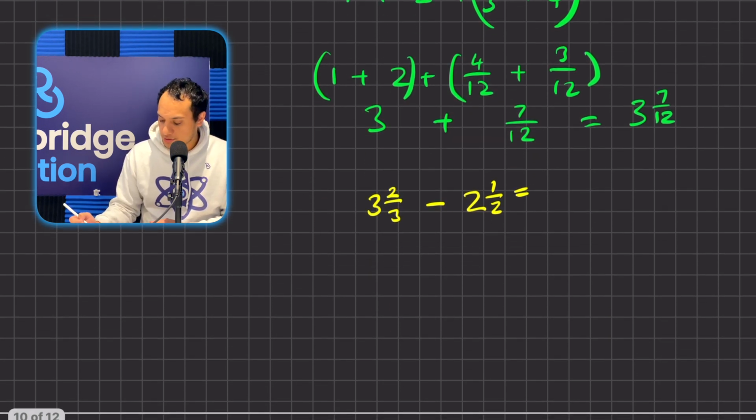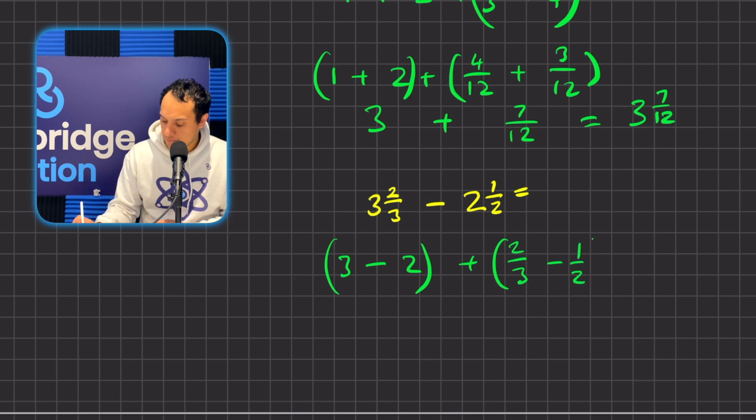Now, subtractions. Again, in this case, I can group the wholes together again. So I can do 3, take away 2, and then plus 2/3, take away a half. The reason why I can do that is actually because I know that 2/3 is bigger than a half. Sometimes if you've got the fraction here that is smaller than the fraction here, you're going to have to borrow, and we'll get onto that in a second.